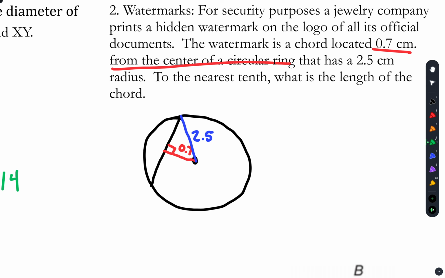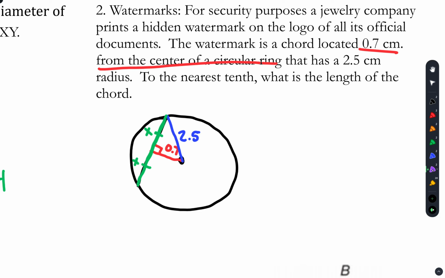Then the question is asking me, what is the length of my chord? So I need to figure out this whole thing. And we're going to have to use a little bit of a theorem here that says if I have a perpendicular radius to that chord, which is that red line right there, it's perpendicular, then it's splitting that chord into two congruent pieces. So these two pieces are equal. Let's call them x and x. I'm solving for x. I'm going to use Pythagorean theorem. I'm not going to make it difficult here. We're literally just doing x squared plus 0.7 squared equals 2.5 squared. I'll let you do the math on that. I believe we end up with 2.4 as x.